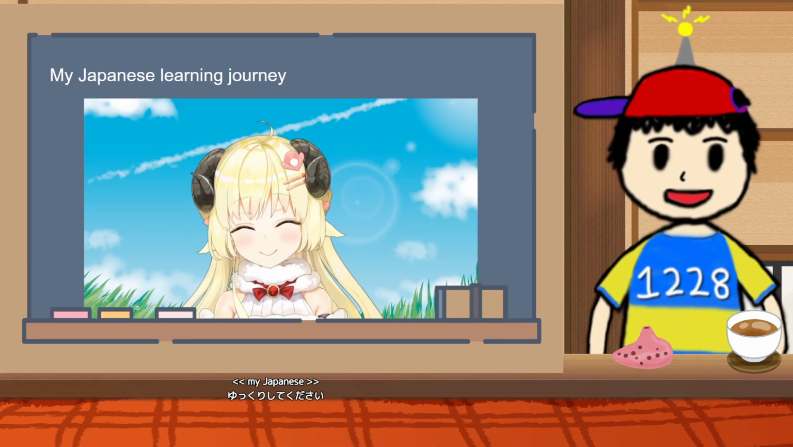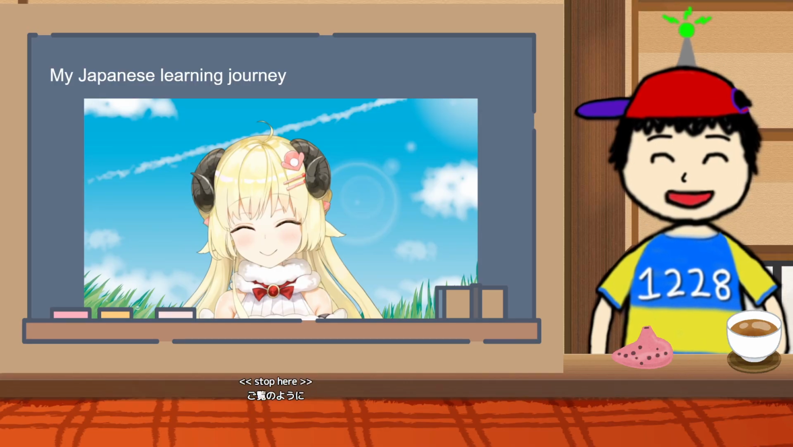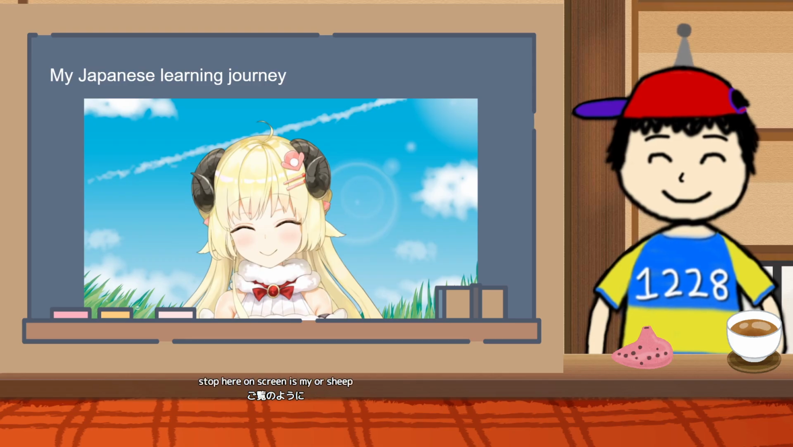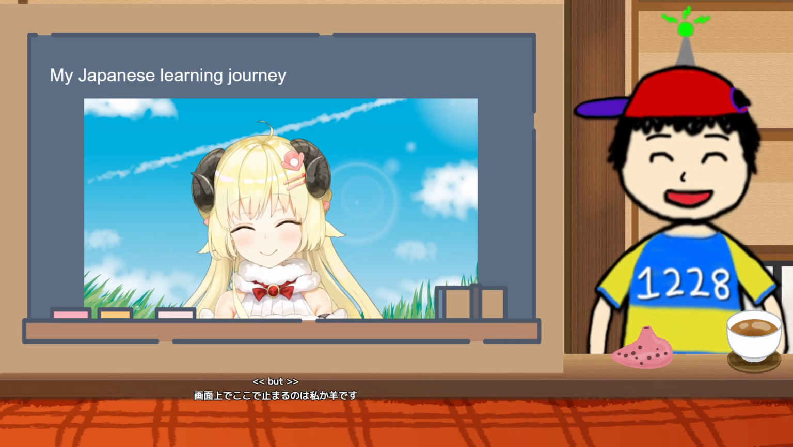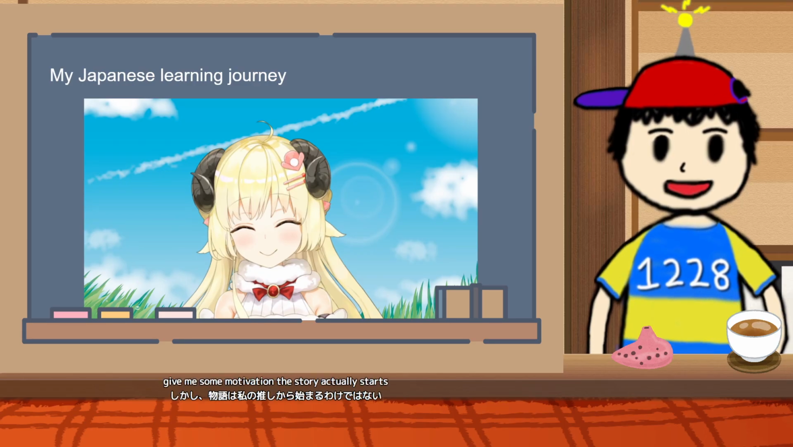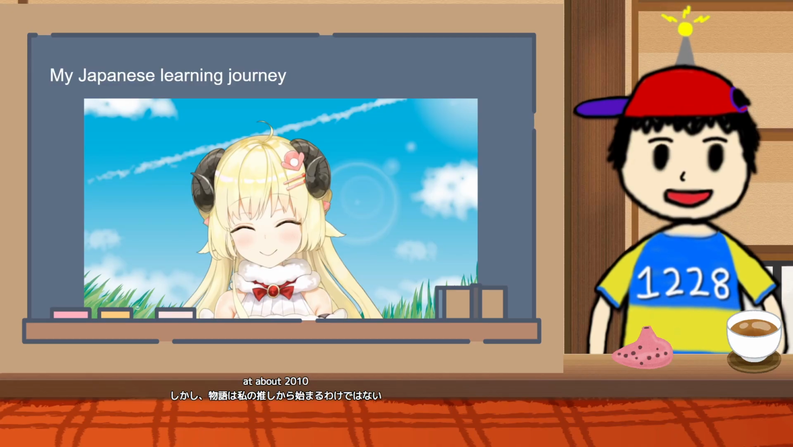My Japanese learning journey. As you can see, what we have here on screen is my Oshi. But the story does not start with my Oshi. She just gives me some motivation. The story actually starts at about 2010. That is when I started getting into anime. And when I say anime, I mean subtitled anime with Japanese dub.